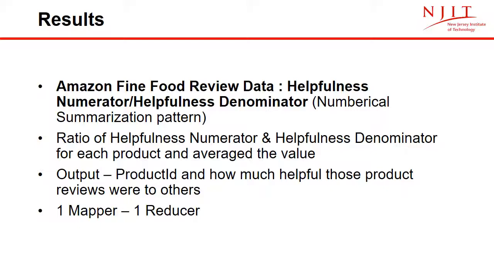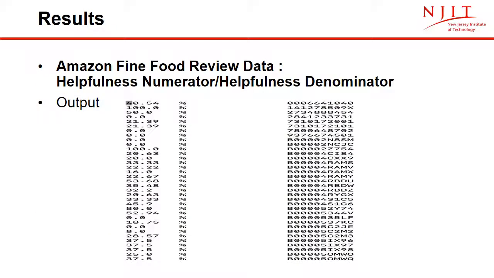Second analysis is for the Amazon helpfulness ratio from the Amazon Fine Food Review dataset. In this analysis, we have taken the ratio of helpfulness numerator and helpfulness denominator for each value and averaged the value. The ratio is then multiplied with 100 and output only shows up to 2 decimal places for the float values. Output shows product ID and how much those product reviews were useful to other users in percentage. We are using one mapper and one reducer for this analysis. The first column in the output shows the helpfulness percentage and the second one shows their respective product IDs.